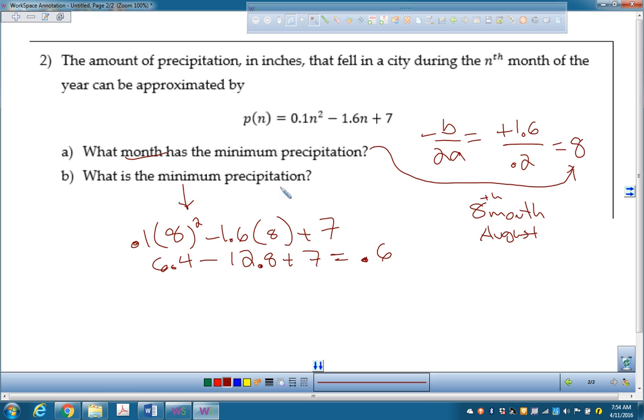What is the minimum precipitation? 0.6 inches, okay? Just to show you, if I did graph this one, in this case, you're looking for a minimum, not a maximum. So in this case, if I plug in 0, I get out 7. This graph looks like this, right? Kind of goes like this. So you're looking for this point down here. When it's at a bottom point, the curve is what they call concave up. You're looking for a minimum. When the curve is concave down like that, you're looking for a maximum. Okay? Let's look at the next one.